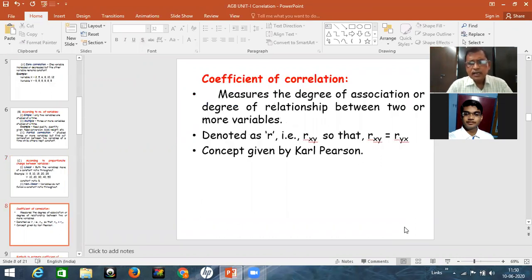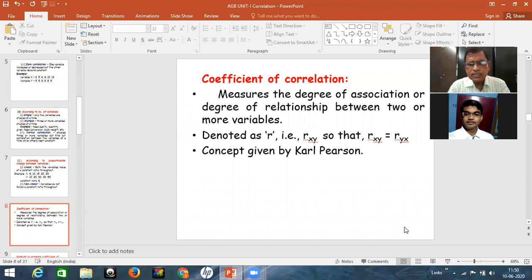Now it is the coefficient of correlation. The degree of association between the two variables can be measured with the help of the coefficient of correlation. The coefficient of correlation is the degree of association or relationship between two or more variables, and it is always denoted as small r, written as r subscript xy when x and y are the two variables. So we denote it rxy.